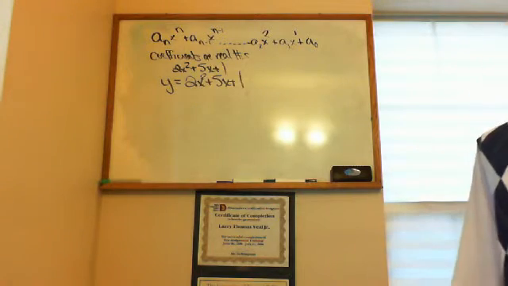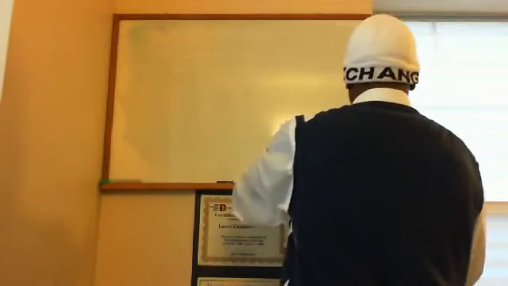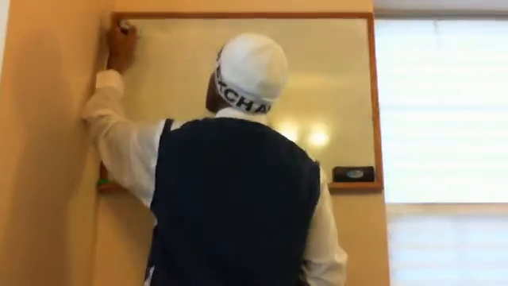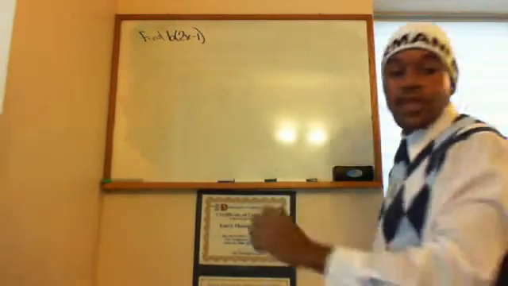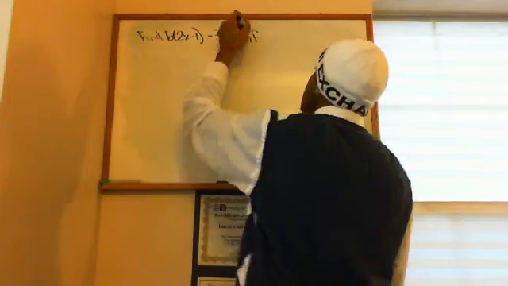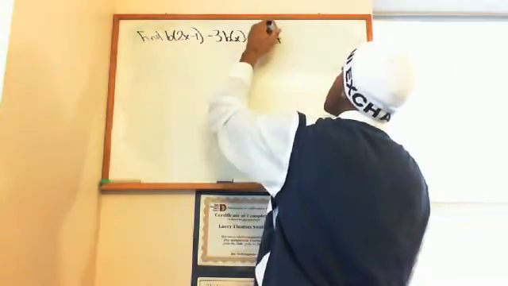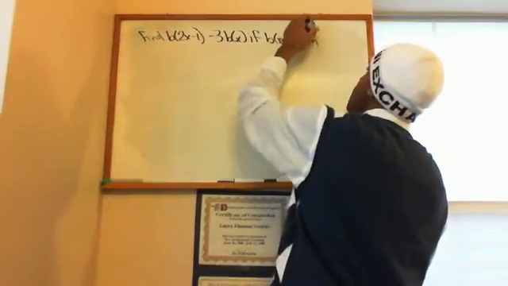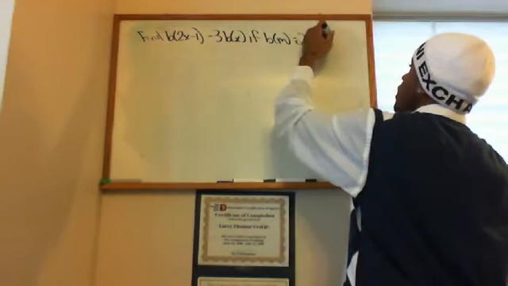So, function values of variables. It says find P of 2x minus 1 minus 3 P of x if the polynomial P of m equals 2m squared plus m minus 1. I'll erase this part so we can have room.